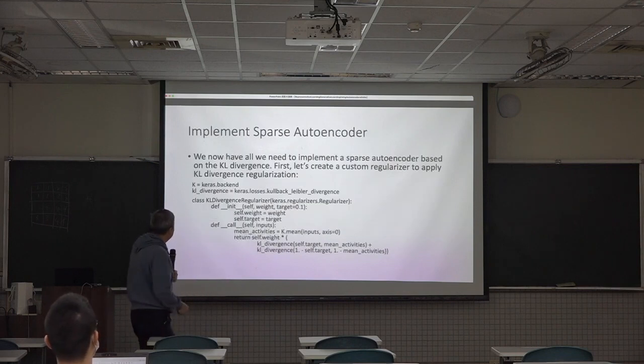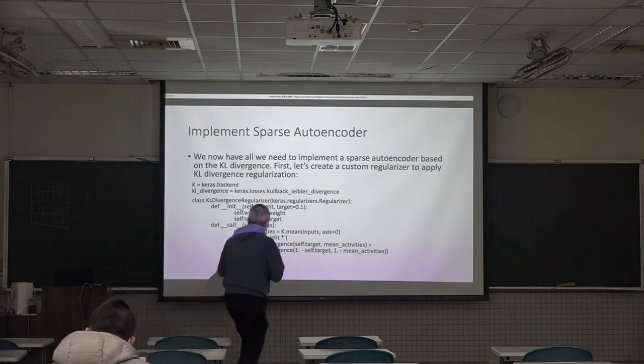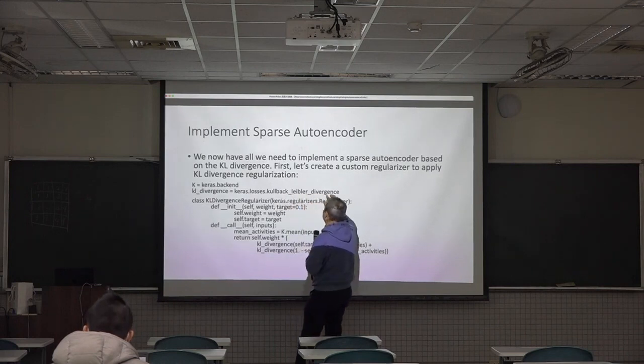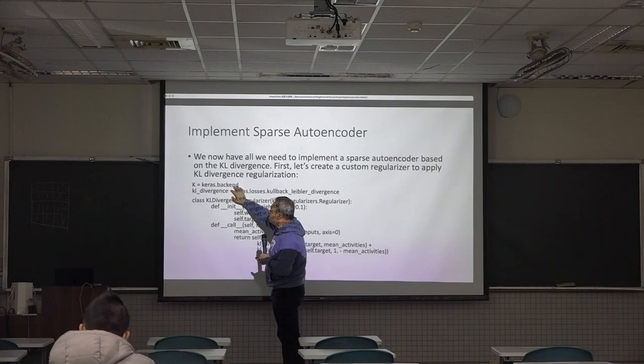Okay, so here we want to implement this sparse autoencoder. First we create a custom regularizer to apply the KL divergence regularization. The KL divergence, we can call this from the Kullback-Leibler divergence function, and we just get the loss from here.